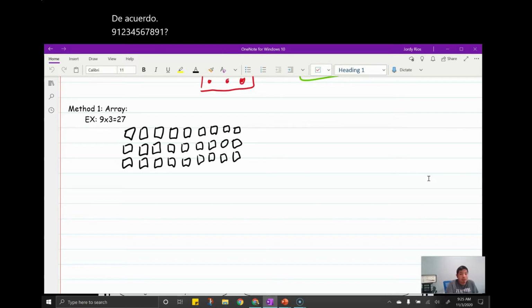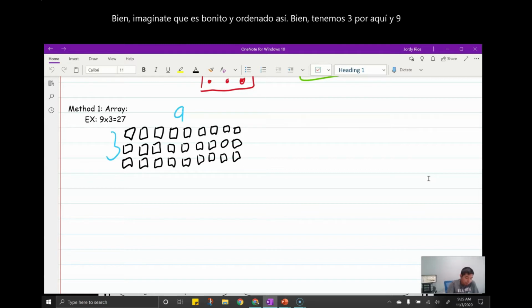8, 9. Okay, so imagine it's nice and neat just like this, okay? We have 3 going this way and 9 going this way. So if I multiply 3 times 9, it would equal 27. Let's count really quick, okay?